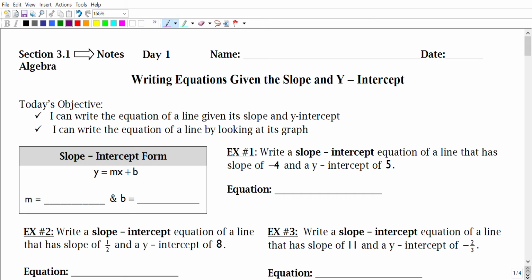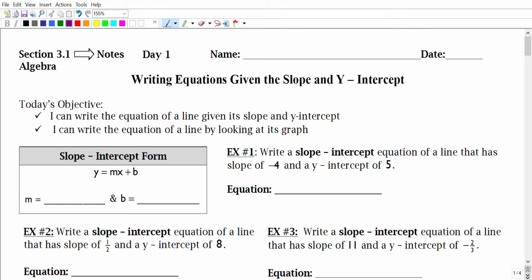Okay. So why don't we go ahead and get started? Let's read our objectives today. Today we are trying to write the equation of a line given its slope and y-intercept, and also write the equation of a line by looking at its graph. As we get started, let's make sure we remember a little bit of our key terms and key vocabulary.